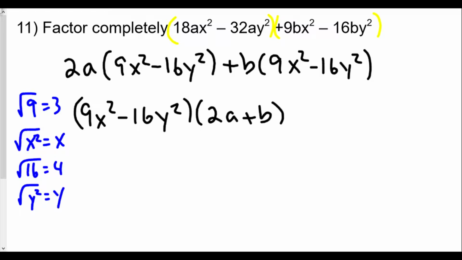So we can factor this 9x squared minus 16y squared. Oh, don't forget to include the 2a plus b. That's important as well, too. Don't forget that part. So we see in the front, we'll put the 3x and the 3x.